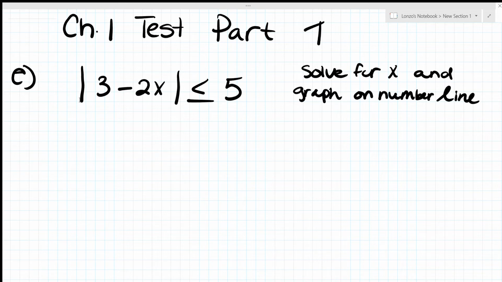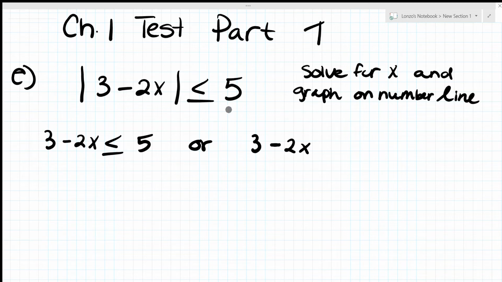problem into two parts. So we can rewrite this as 3 minus 2x is less than or equal to 5. And then our other equation is going to be 3 minus 2x, and then what I do is I flip the sign. This is going to be flipped, so it's going to be greater than or equal to. And then I'm going to add a negative, so this positive 5 is going to be -5. Now we have to solve for x for both equations.